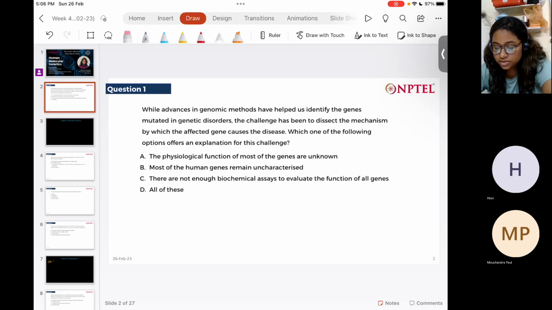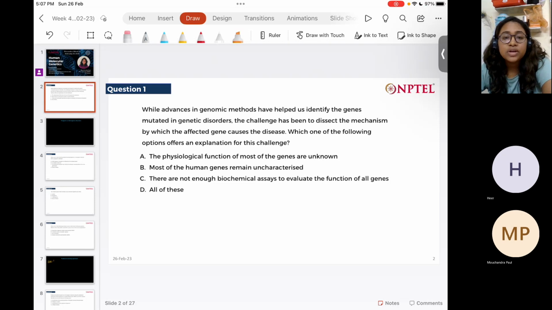The first option is the physiological function of most of the genes are unknown. This is true. There are around 20-25,000 genes, and for many genes we don't know how the translated protein actually functions in the cell. People are still studying them. Then most of the genes remain uncharacterized. This is also true.